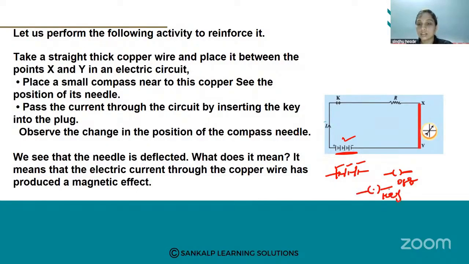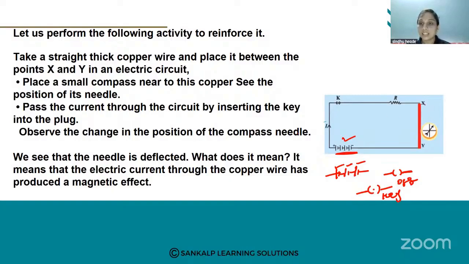This is the on state. Next, here R represents what? What is R? R is nothing but resistance, right? Resistance is used to vary the current in the circuit.